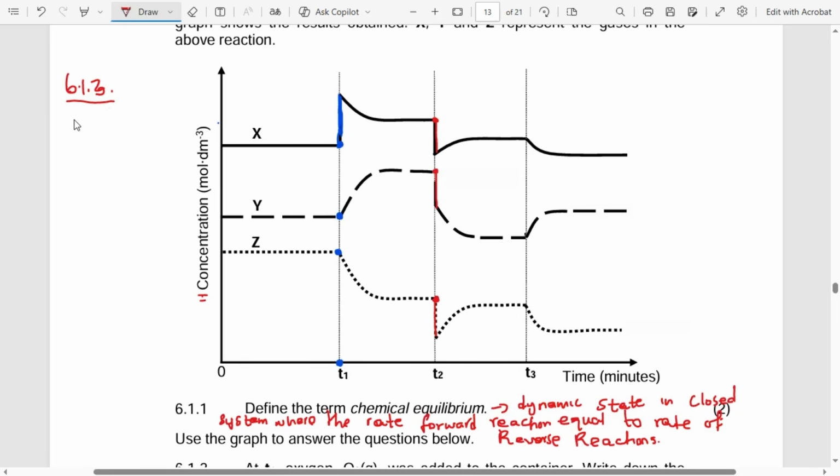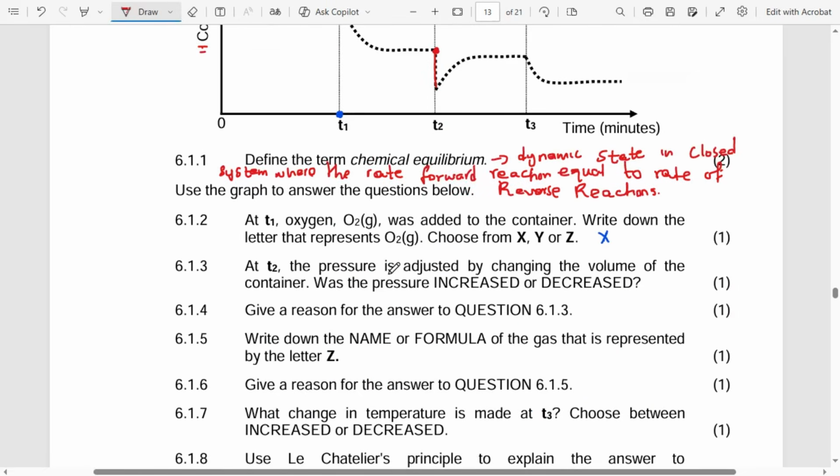What is that telling you? The volume was increased. So the volume was increased. Since the volume increased, the particles will spread out. When the particles spread out, the concentration decreases, as you can see from the graph. No need for me to write this down. So a decrease in concentration tells you that the pressure was decreased. So the correct answer is decrease.